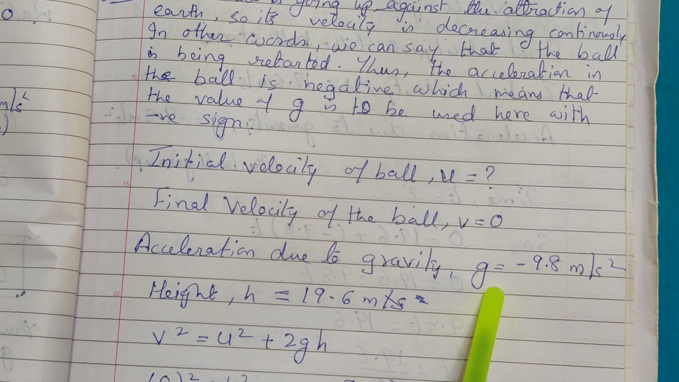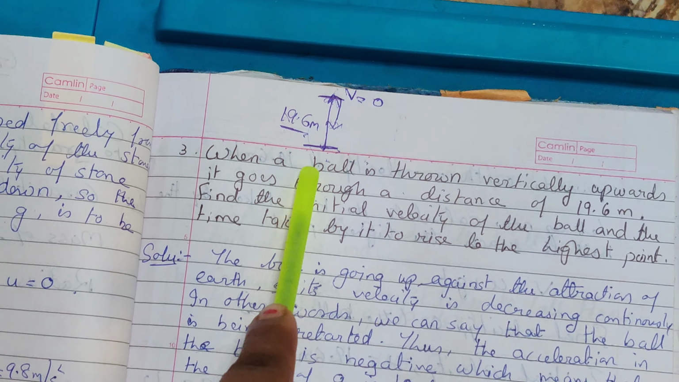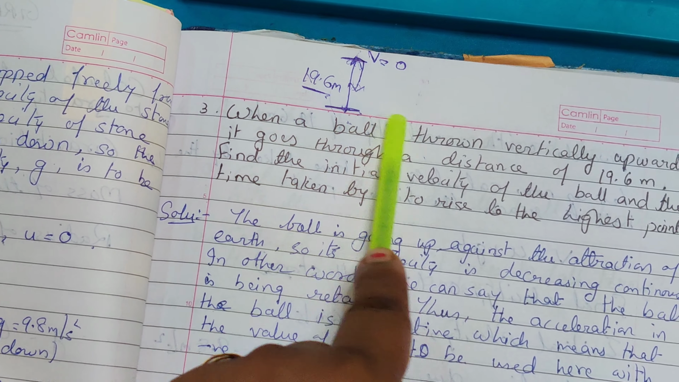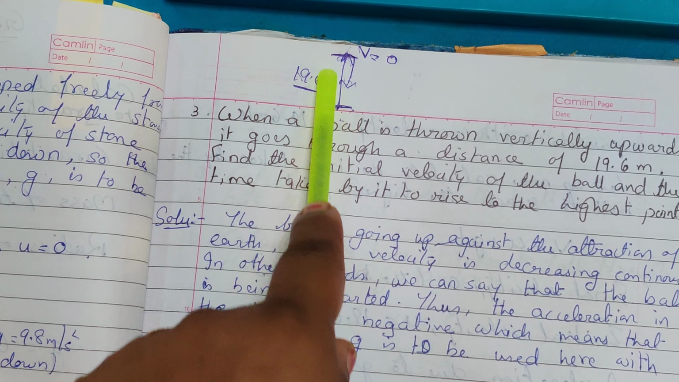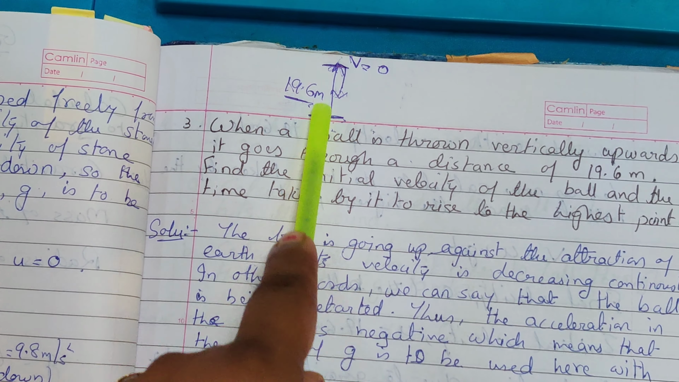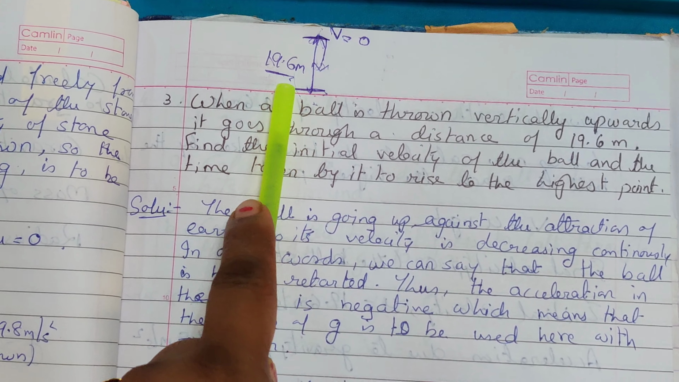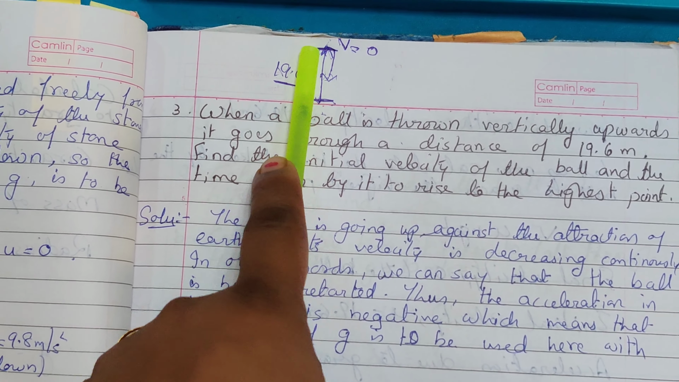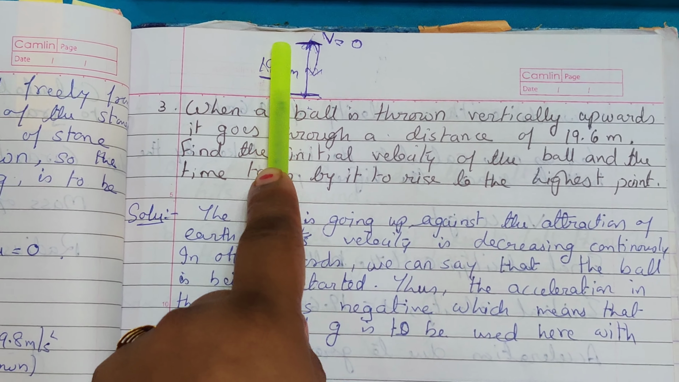Acceleration due to gravity is minus 9.8. Why? Because the ball has been thrown in the upward direction. Means at the ground level, acceleration due to gravity is positive. As you go up, you are moving against the acceleration due to gravity. Okay, so the ball is moving in the upward direction. At that time, you will take g as minus 9.8.